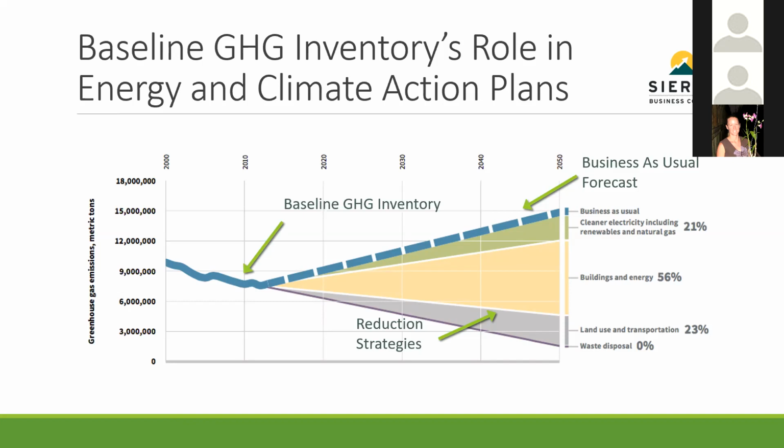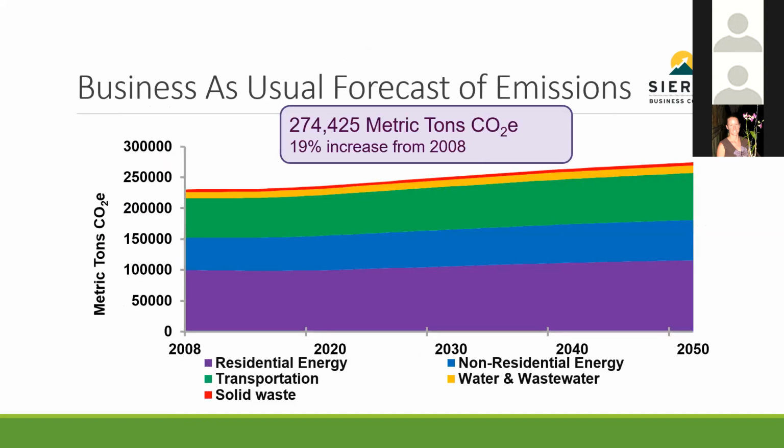The business as usual forecast gives you a more accurate estimation of where emissions will go in the future so that the full scale of emissions reductions can be quantified, and allows for the identification of the strategies that are needed in order to meet future targets. This is an example of a business as usual forecast that was completed for the town of Truckee. We recently worked with them to do their baseline and reinventory of greenhouse gas emissions.